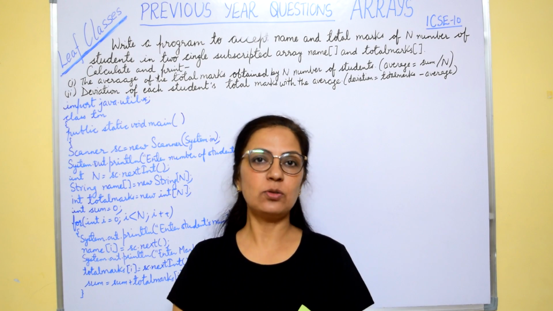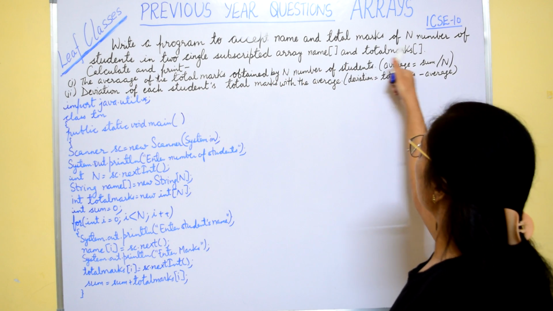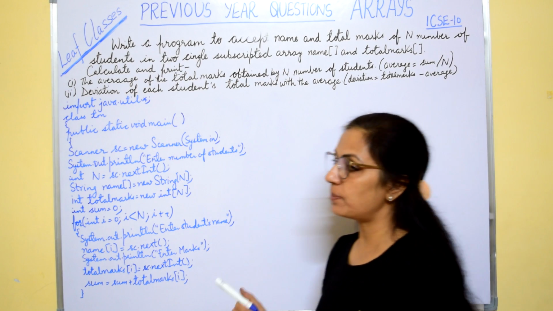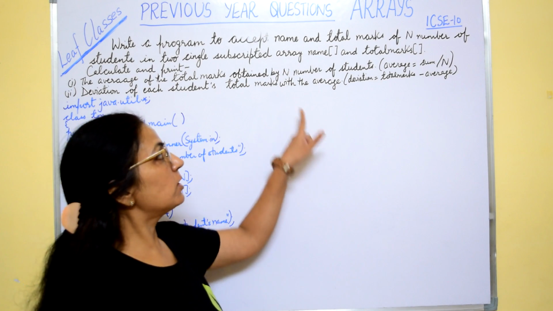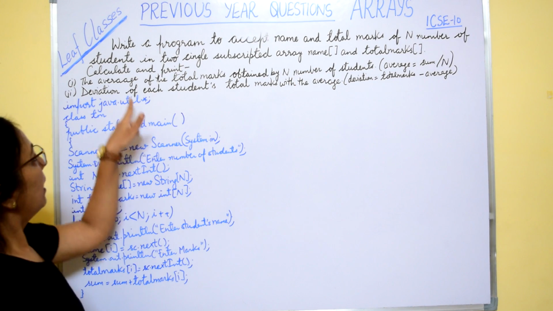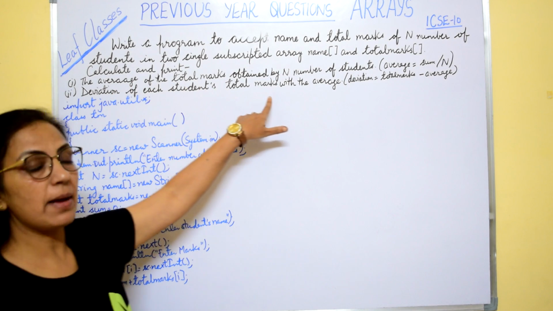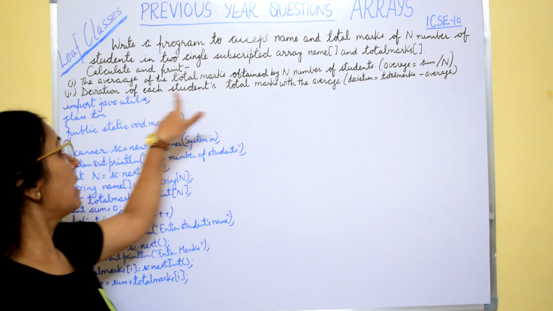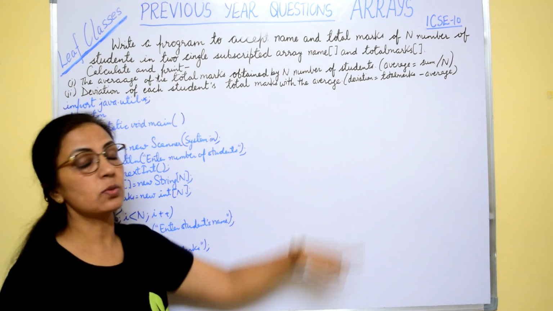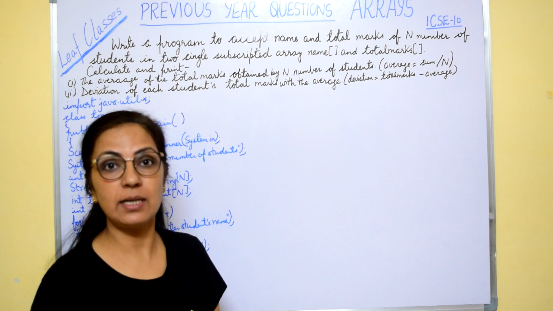This question is of year 2018. And the question says, write a program to accept name and total marks of n number of students in two single subscript arrays, name and total marks. Two arrays are there, name and total marks. And you have to calculate and print the following, that is the average of the total marks obtained by n number of students and the deviation of each student's total marks with the average. The formula is given for average as well as deviation.